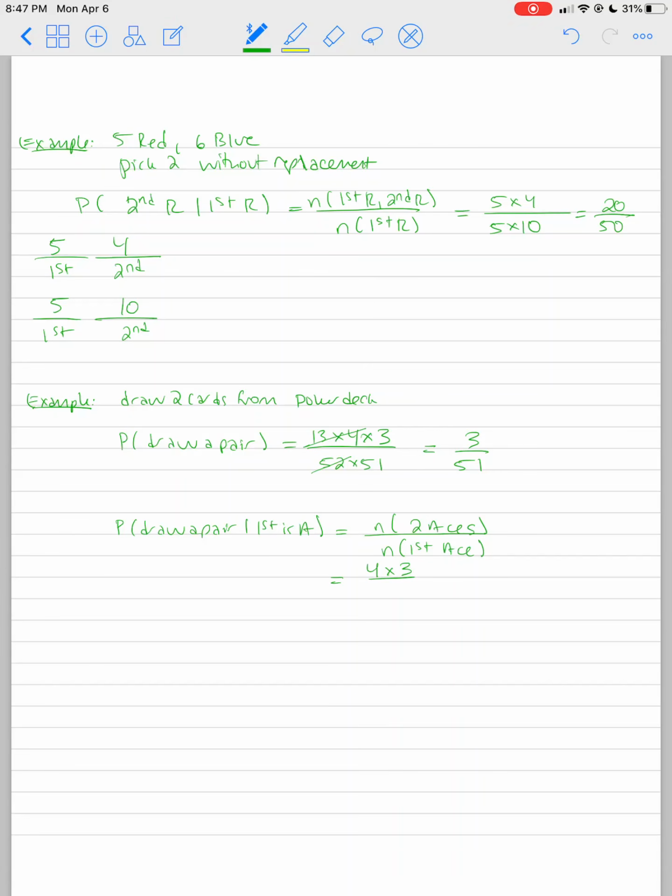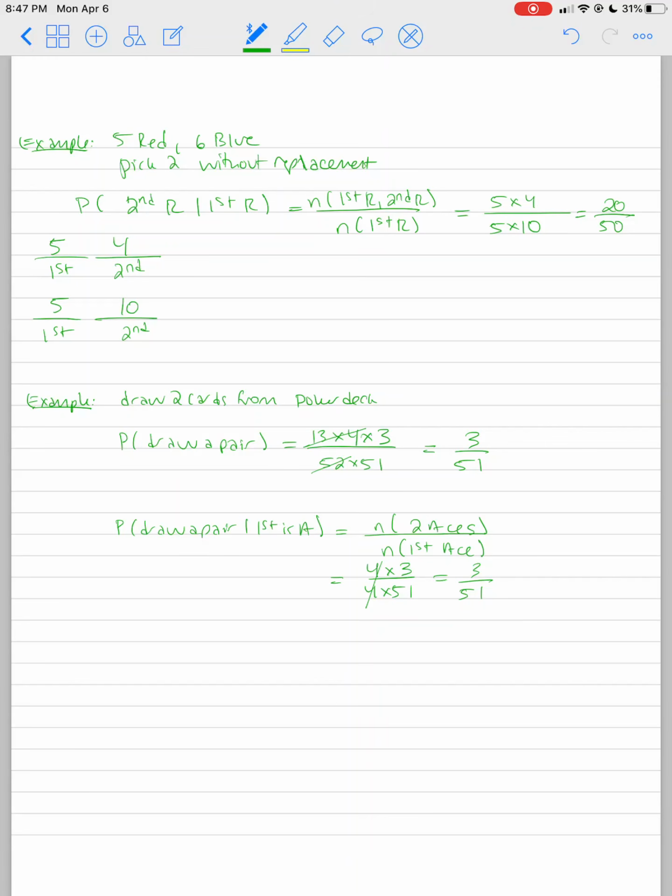How many ways are there to satisfy the bottom? Well, my first card needs to be an ace. There are 4 choices. My second card can be anything except for the card that's already been drawn. So if we start with 52 cards and we've drawn 1, I now have 51 cards as an option. This gives me 3 out of 51.